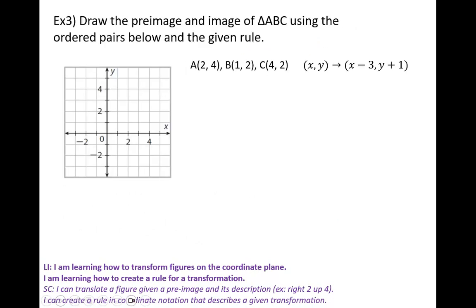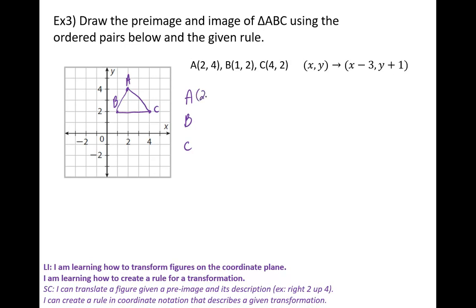All right, so example 3, we're going to draw the pre-image and image of triangle ABC using the ordered pairs below and the given rule. So this one, they give us ordered pairs to start with. Before we apply that rule, I'm actually going to have us graph the ordered pairs. So A is at (2, 4). There's A. B is at (1, 2). B. And then C is at (4, 2). C. And then we'll connect the dots. And so this is our pre-image. This is the figure we're starting with. That's the pre-image.